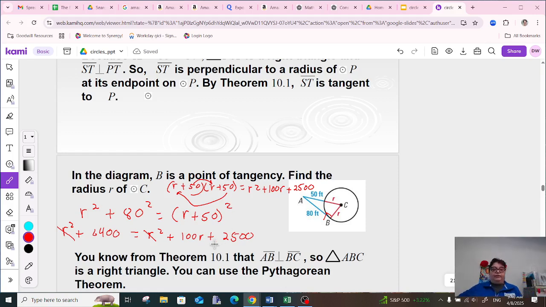So now I'm going to subtract 2,500 from both sides. And I get 100R is equal to what? What's 6,400 minus 2,500? 8,900? Oh, 3,900. See, I have bad ears. 3,900? Everybody agree? Okay, divide by 100. What would R equal? R would equal 39.